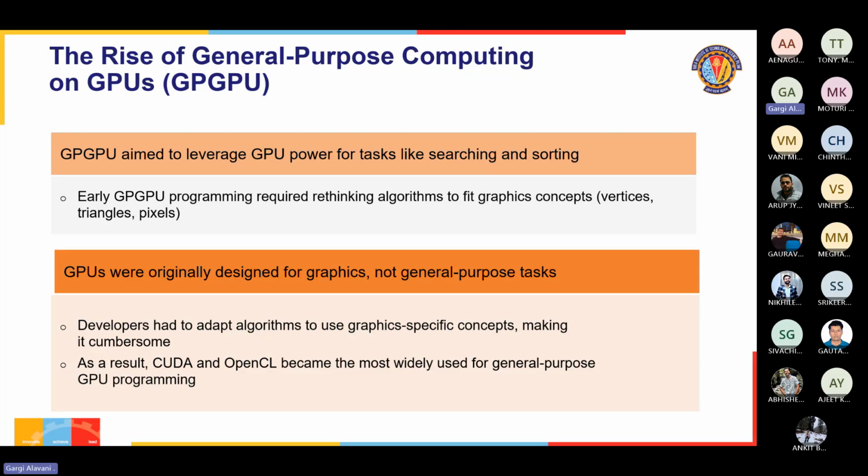Hence, because of this, the programming models which were meant for CPUs were not good enough or could not be used with GPUs, and GPUs needed specific programming models which were meant to be used with this hardware. And that's where CUDA and OpenCL were introduced, and they became widely used for general purpose GPU programming.